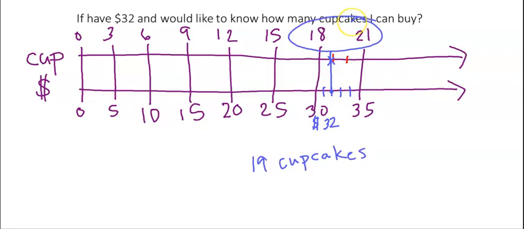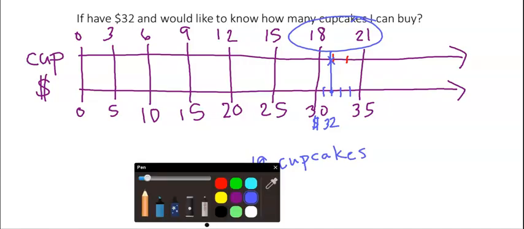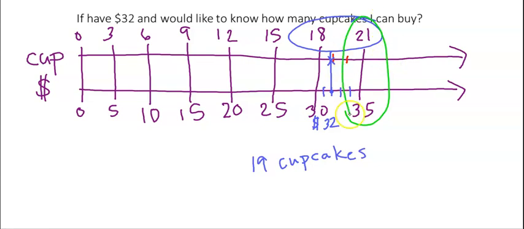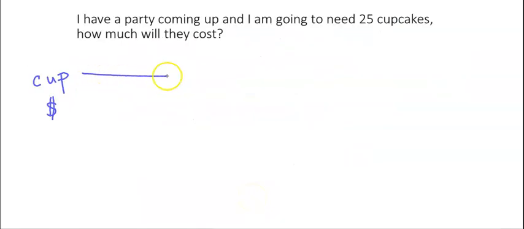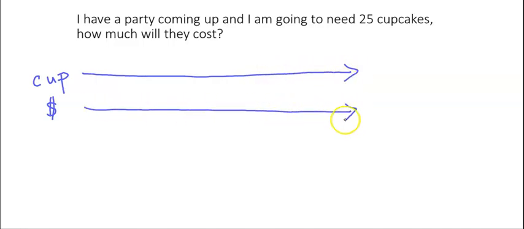Up here, I've got 21 and 35. Looking at this last little bit here, and I'll circle that in green. This last equivalent ratio was 21 and 35. So when I look at this, I think I'm going to build my double number line, starting with 21 and $35.